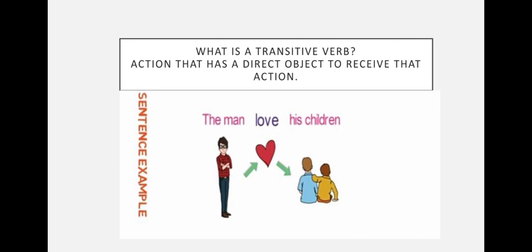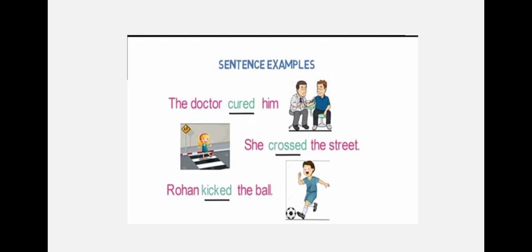Let us look into more examples to have a clear picture of this transitive verb. In the first example, we have the sentence, the doctor cured him. Here also, we have the action cured, and before the action, we can see that the doctor is performing the action, and the action is performed on him. So him is a pronoun. Yes or no? So the action is being received by him. So here, this is also a transitive verb.